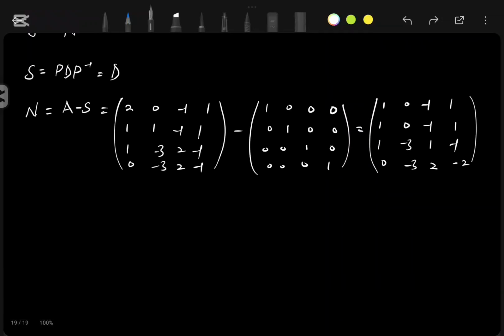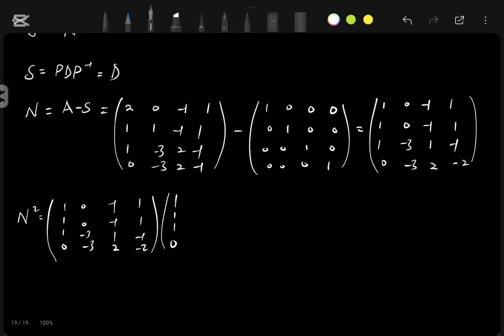So we find our N squared, which is 1, 1, 1, 0, 0, 0, minus 3, minus 3, minus 1, minus 1, 1, 2, and 1, 1, minus 1, minus 2. We're going to square this. Minus 3, minus 3, minus 1, minus 1, 1, 2, 1, 1, minus 1, minus 2.